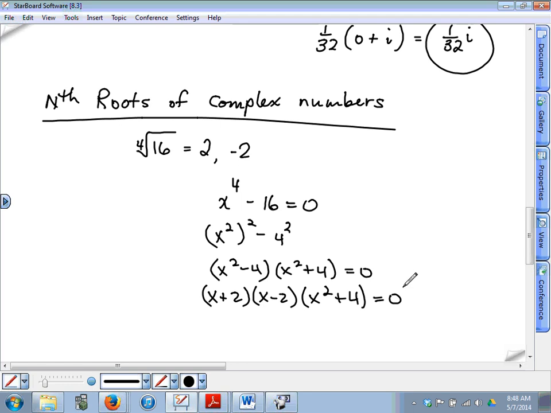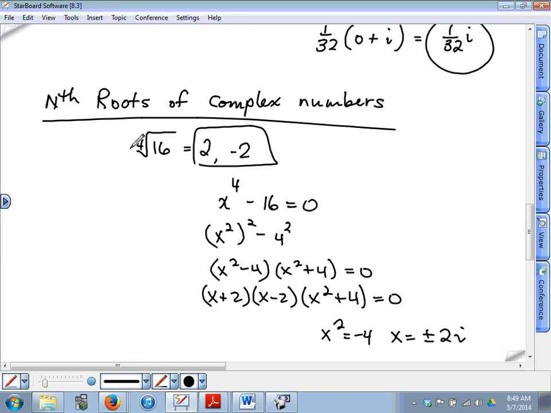Now what do we do? Well, what are the answers for these ones? 2 and negative 2. And those are the ones we knew we were going to get, 2 and negative 2. But what are the answers from this guy here? Put in the quadratic formula, or you can use square roots. You just subtract 4 on both sides. You get x squared equals negative 4, and you get x equals plus or minus 2i. So those are the other roots, or 4th roots, of 16.